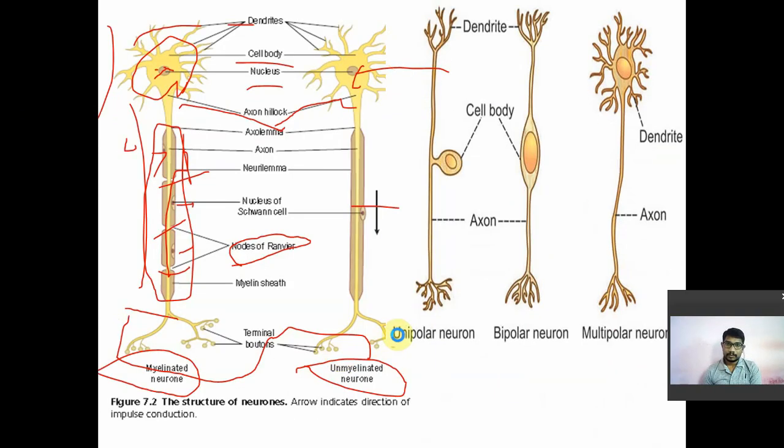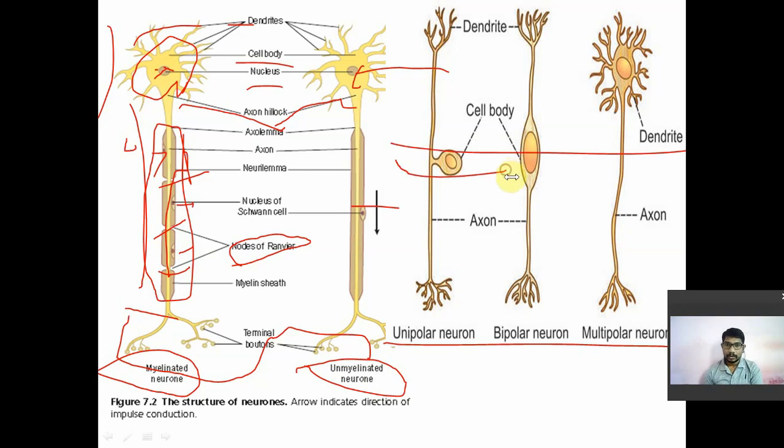Now again, depending upon the cell body, neurons are classified into three types. ये आपको पढ़ाया नहीं होगा. Depending upon the location of the cell body, they are classified in different ways. Unipolar neuron: here the cell body and these dendrites; in the case of a unipolar neuron, the dendrites of one neuron and the dendrites of another neuron, in between them there will be the cell body. That is known as unipolar.